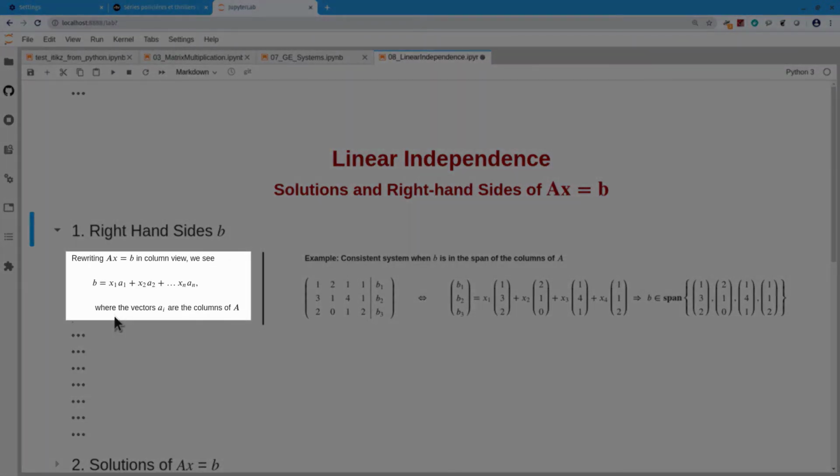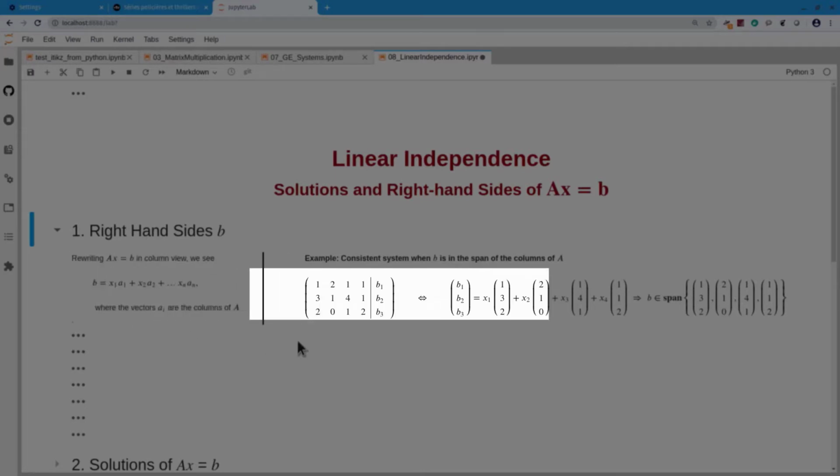The first thing we'll do is rewrite our equation in column view. And in column view, what we see is b is a linear combination of the columns of A. Let's look at a quick example. Here's my system Ax equals an arbitrary right-hand side b.